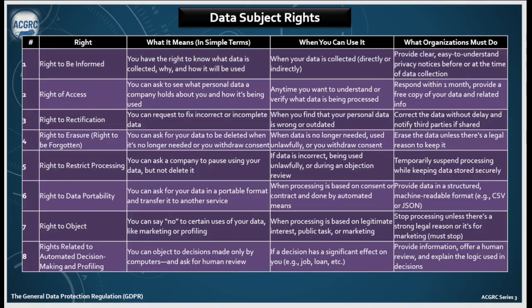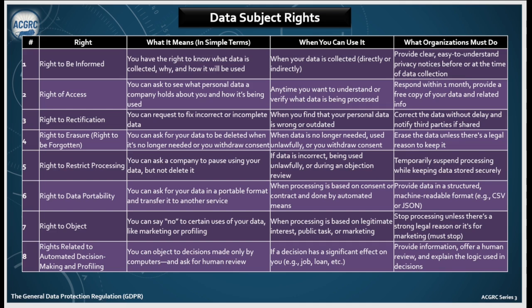In summary, the right to be informed. It means you have the right to know what data is collected, why and how it will be used. You can use it when your data is collected directly or indirectly. The organization's responsibility is to provide a clear, easy to understand privacy notice before or at the time of data collection.